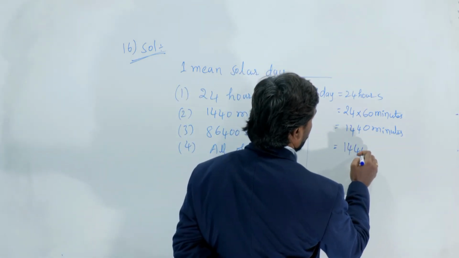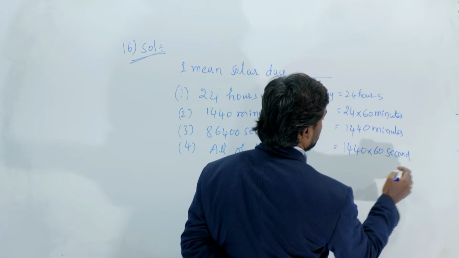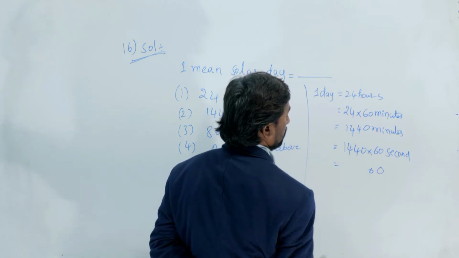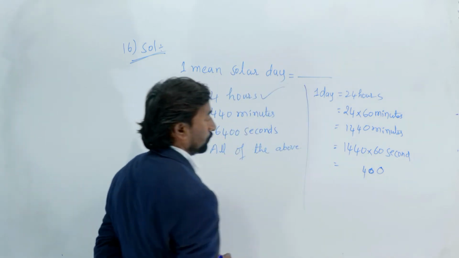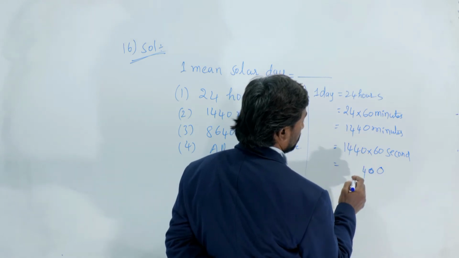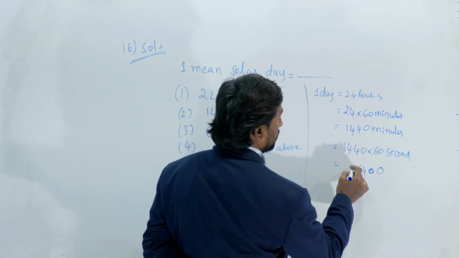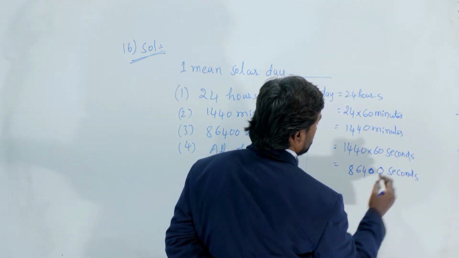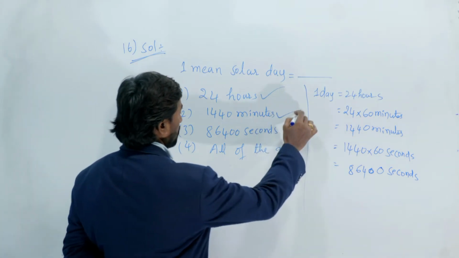So now we'll convert into seconds. So 1440, 1 minute again how much? 60 seconds. Yes. So multiply with this now. So 2 zeros will be there here. Then 6 4 is 24. 2 zeros and here 6 4 24. Then 6 4 is 24 plus 2, 26, and here 8. So 86,400 seconds. So we got this also correct and this also correct.